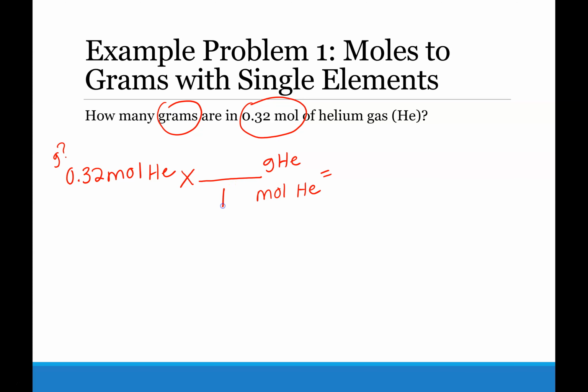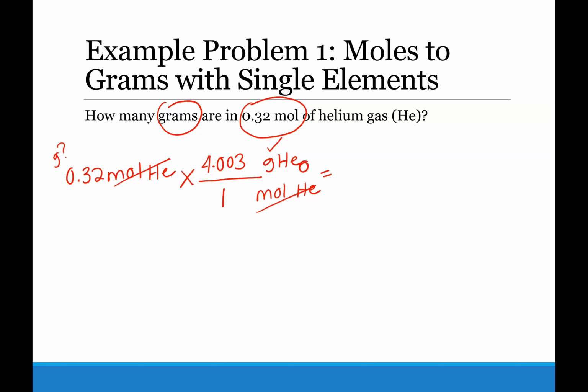So in 1 mole, there are 4.003 grams of helium. And so that would be the mass number. There's only 1 atom of helium because there is no subscript down here. So when there's nothing down there, we just assume that it's 1. So moles of helium cancels and we're left with grams of helium.